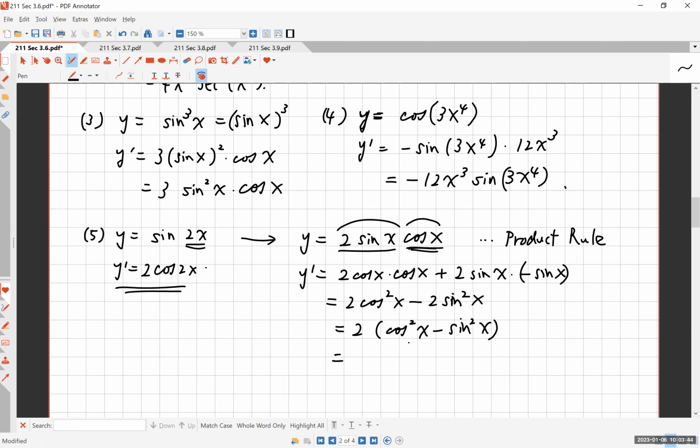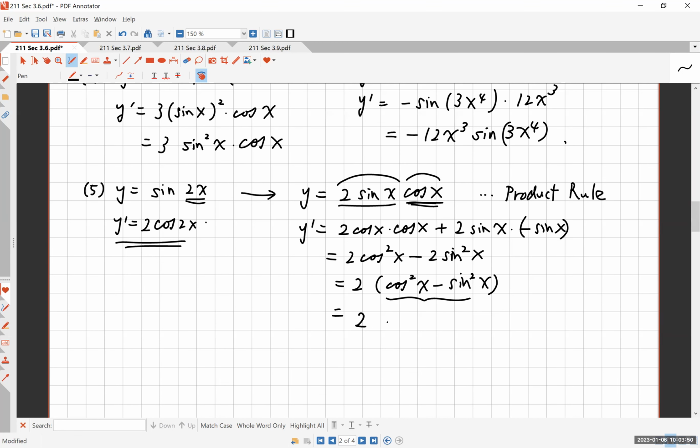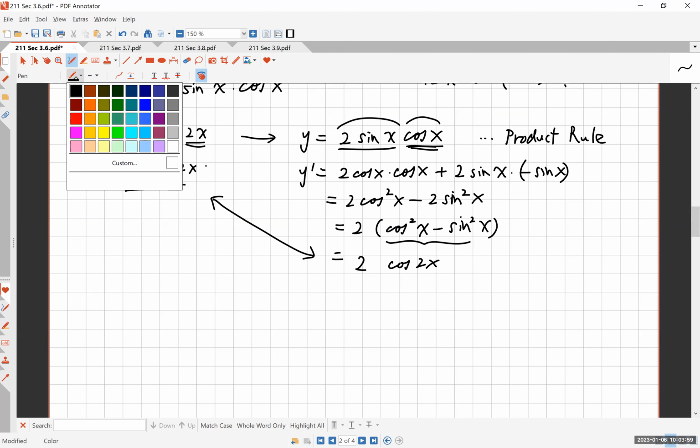And you may have noticed this is one of those 3 double angle formulas for the cosine function. So it is indeed 2 times cosine of 2x. Ah, that's the same. Great, right? Again, it is very pleasant when you get the answer that you really wanted. All right.